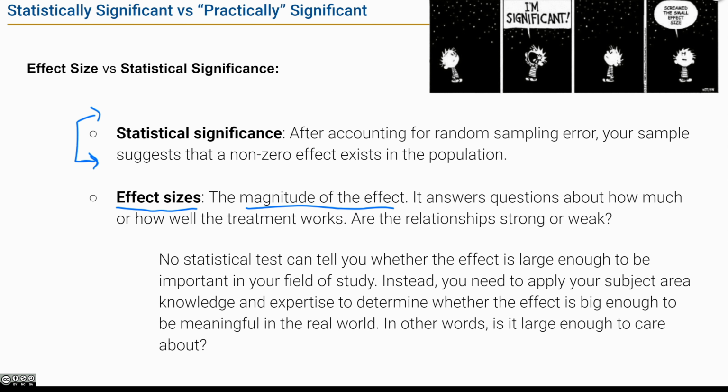So a statistical test can't tell you whether the actual effect size is large enough to be important in your field. And you can estimate the effect size by seeing the effect size you get from your sample, right? So what is the difference between, or basically what's your test statistic, your observed test statistic? How far is that from your null? And that gives you an estimate of the actual effect size.